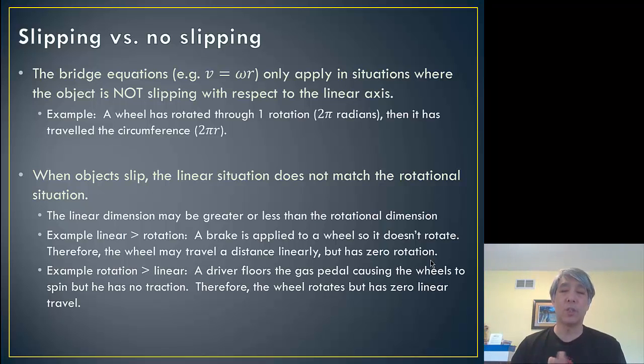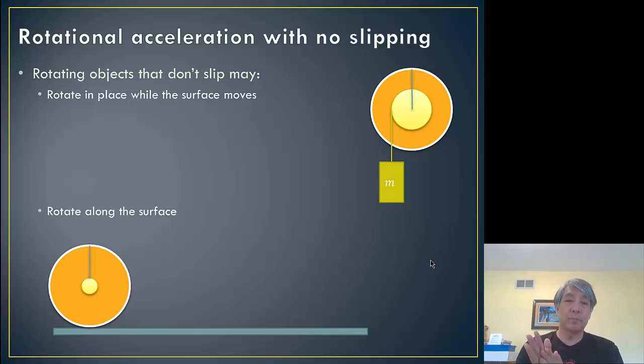We've seen the bridge equations in the kinematics slides. But when objects slip, the linear situation simply doesn't match the rotational situation, because the object could be spinning but not moving, or vice versa, it could be moving but not spinning yet. So when there is no slipping, here's a couple of situations. The object may rotate in place while the surface or a rope attached to the object may move, or the object may rotate along the surface.